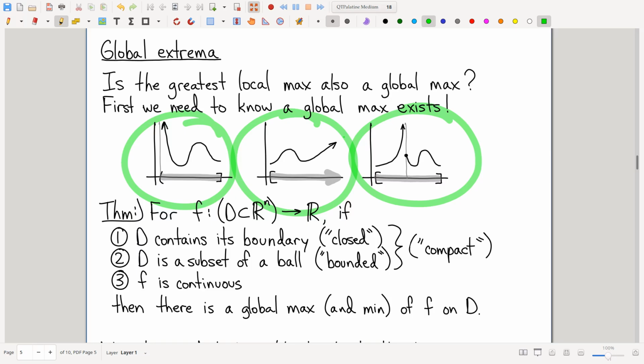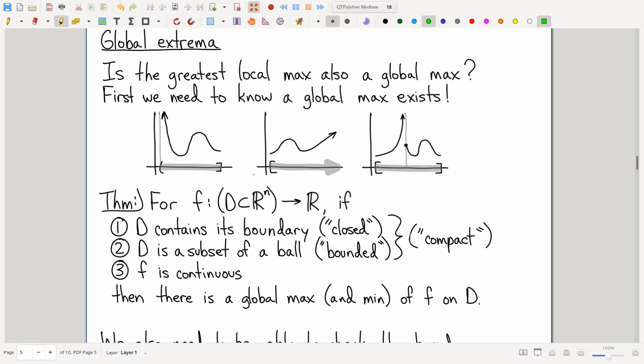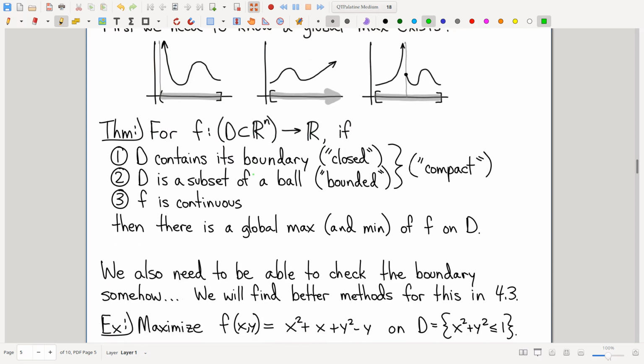If we have an endpoint that's at infinity, well, again, the function could just keep getting bigger and bigger. If we allow discontinuities, well, adding a discontinuity, the function can just keep getting bigger and bigger. No maximum exists. So it turns out these are representative of really the only ways that a maximum can fail to exist. And so what we have is this theorem that has three conditions.